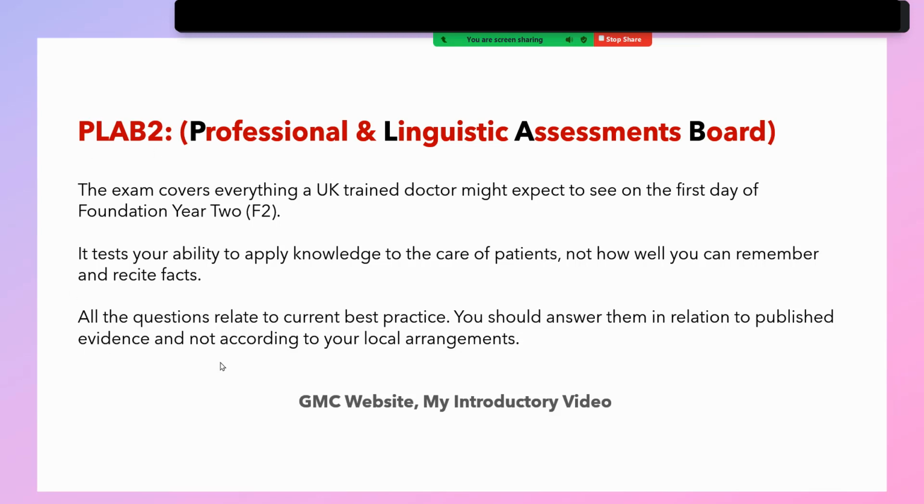These paragraphs are copied and pasted from the GMC website. If you want to know more tips and things about the exam, just visit the GMC website and also watch my introductory videos about PLAB 2. Okay?